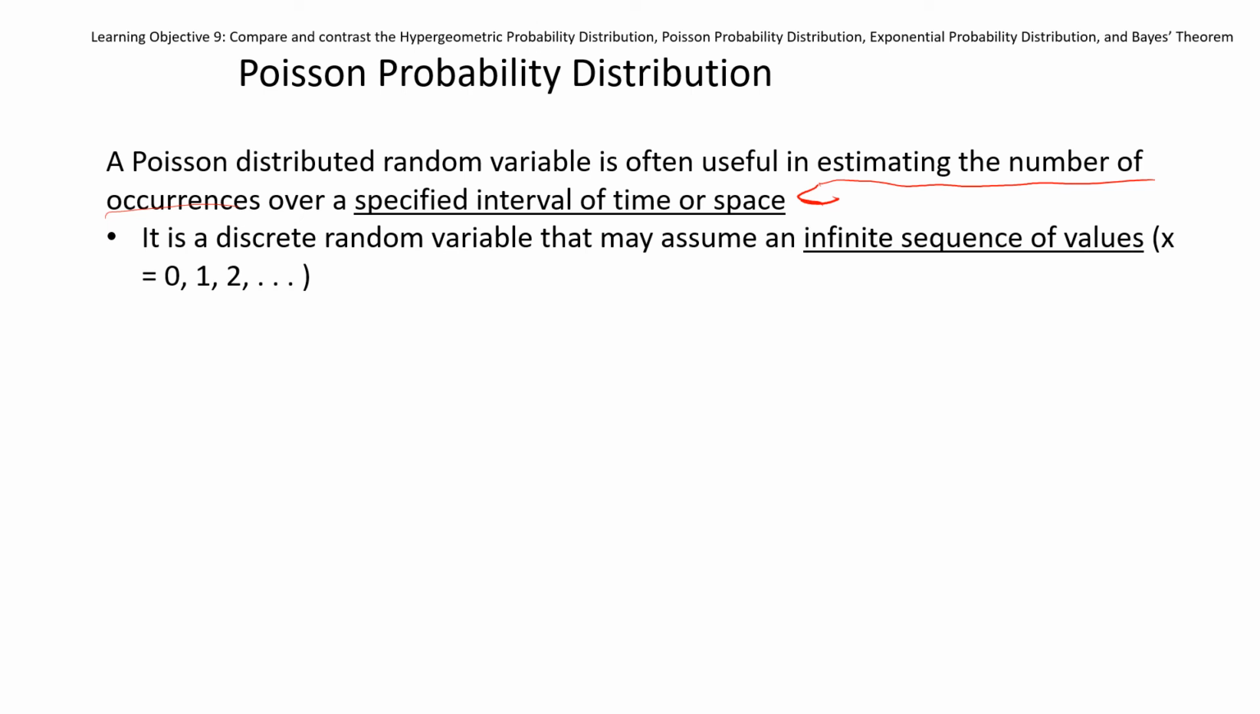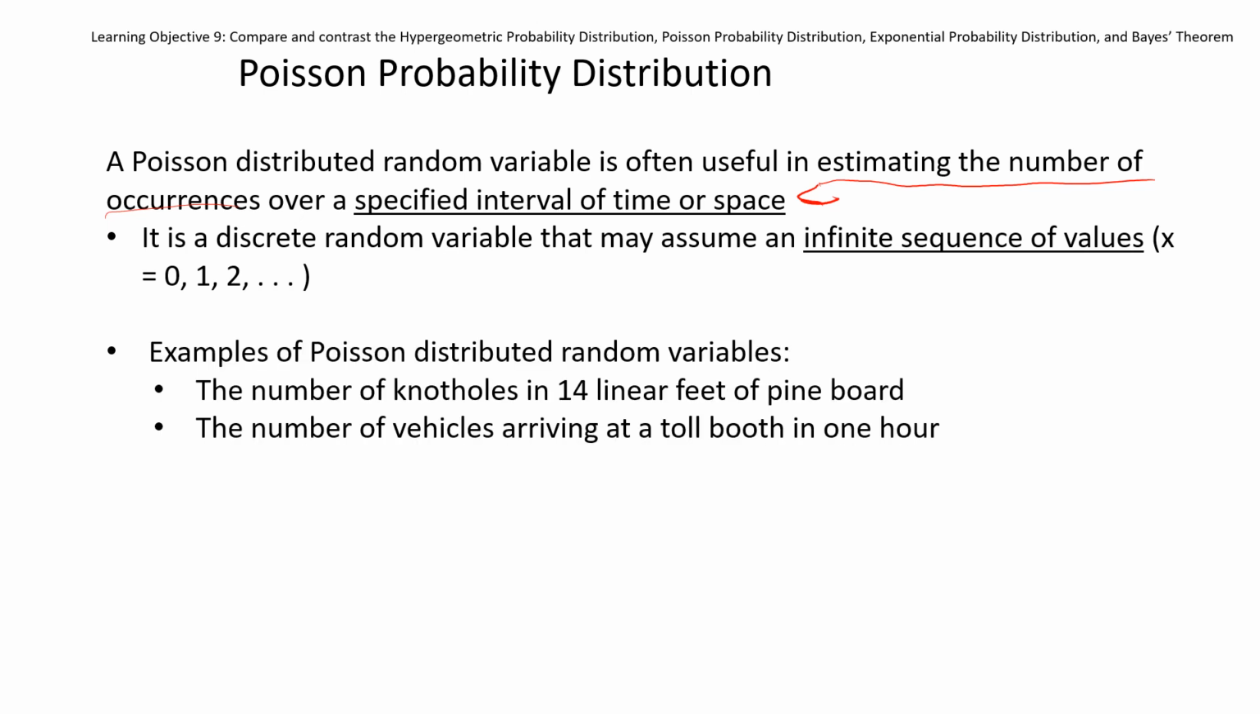An example here would be like the number of knot holes on 14 feet of pine board, or the number of vehicles arriving at a toll booth in 1 hour. So this is specified space, this is specified time. So this is when you would use it.